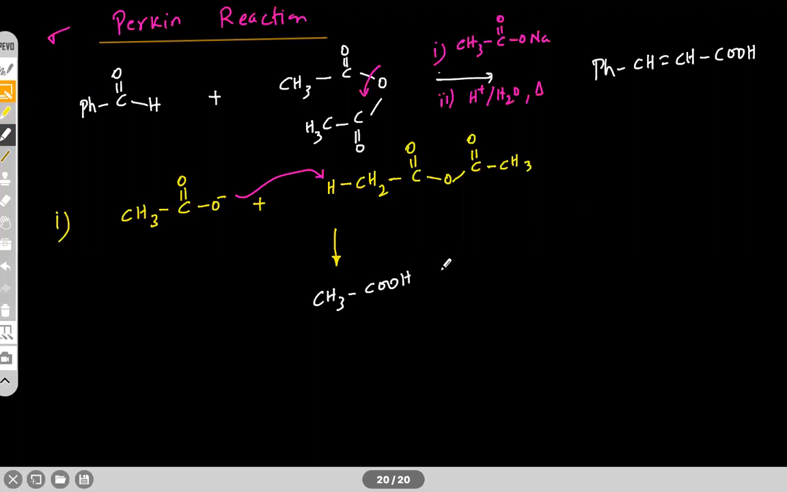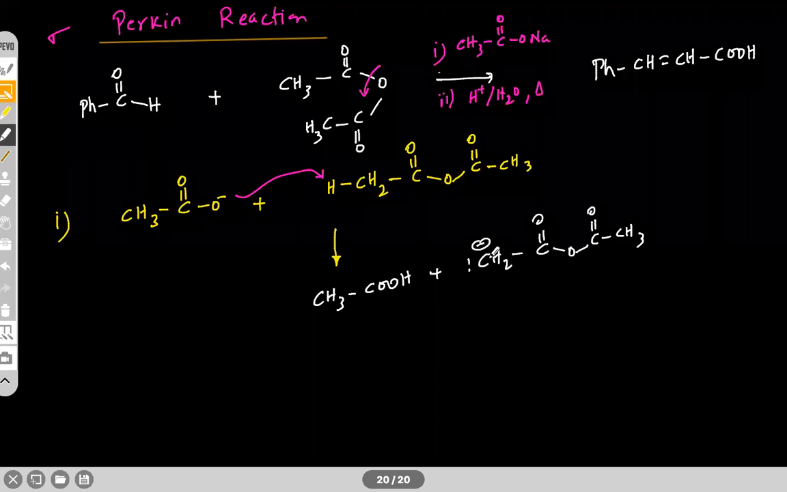COOH, and forms a nucleophile, which is CH2 negative, C double bond O, O C double bond O, CH3. This nucleophile attacks on the benzaldehyde in the next step.